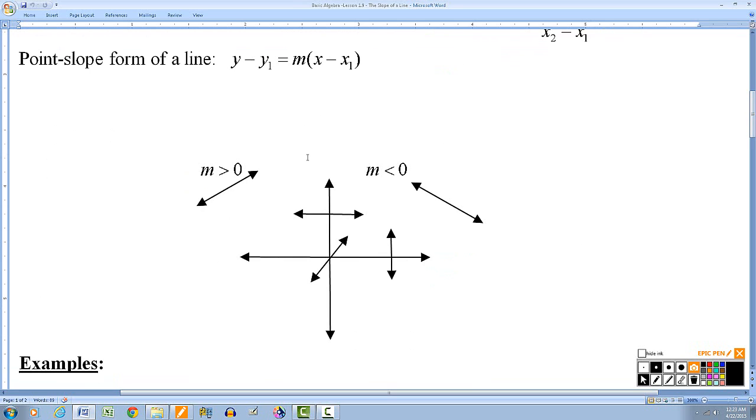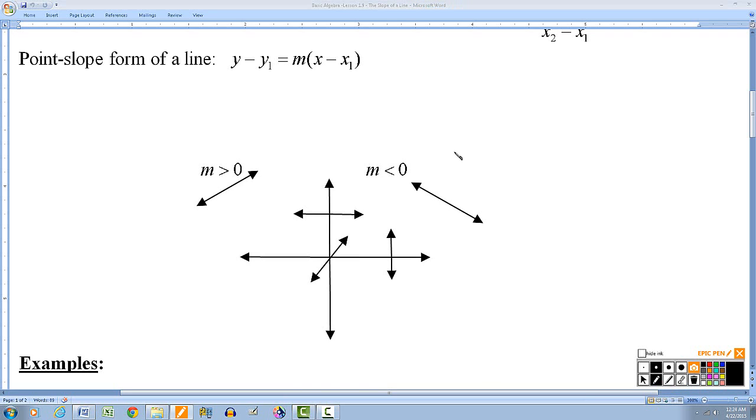Okay, so you have a coordinate system. Lines that rise, like the first one that I have here, going up, have a positive slope. m is positive. Over here on the right, lines that go down have a slope less than 0, or negative. Lines that are horizontal, like this one here, have a slope of 0. And lines that are vertical have undefined slope.